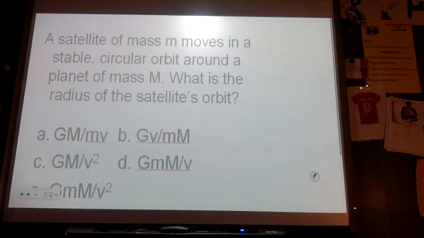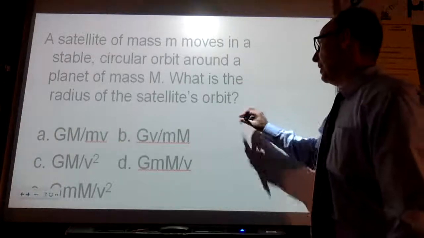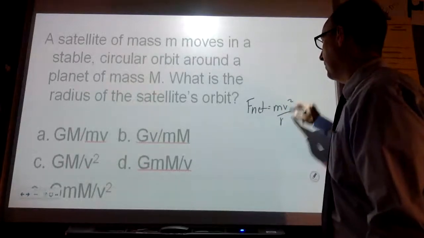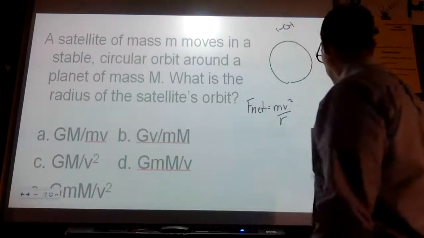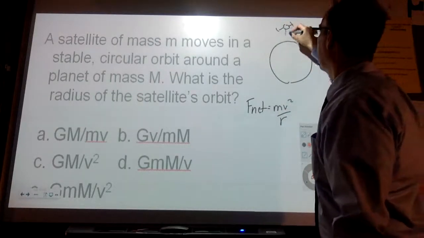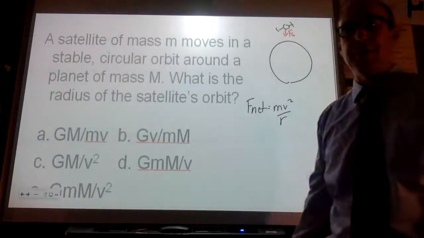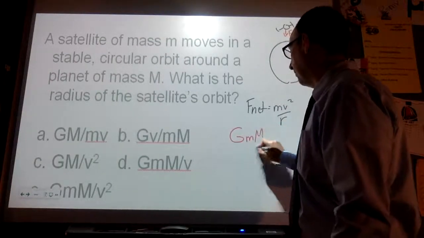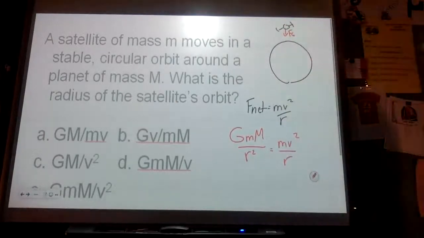A satellite of mass m moves in a stable circular orbit around a planet of mass big M. What is the radius of the satellite's orbit? So if it's circular orbit, it is F net equals mv squared over r. We have our satellite. What force is keeping it in orbit? It would be gravity going right down towards the center of the planet. So this would be G, big M, little m, over r squared equals mv squared over r.